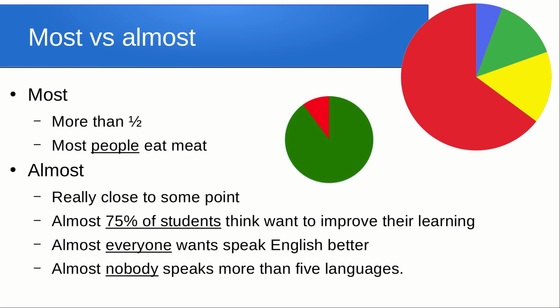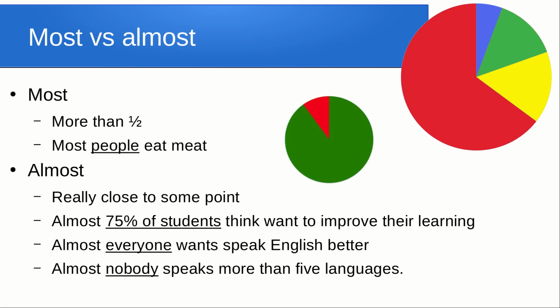If we say almost everyone wants to speak English better, then it means 90%, 95%. It's really close to 100%. Because everyone would be 100%. Almost nobody means that it's very close to 0. So almost nobody speaks more than 5 languages, so it's maybe 1% of people, some very small number.